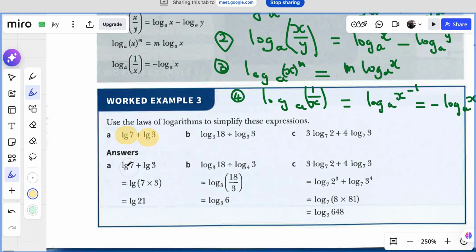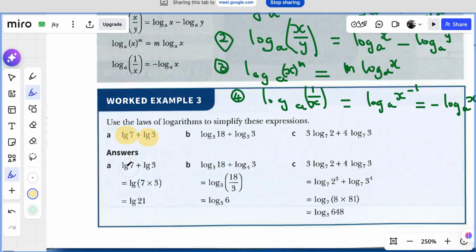Please write it down. If you don't write, you think you are just listening, you don't get it. Since they both have log, you just write log 7 times 3, which gives you log 21. You can evaluate this in a calculator, log 21, and press the calculator to give you a value. However, you can just stop here.